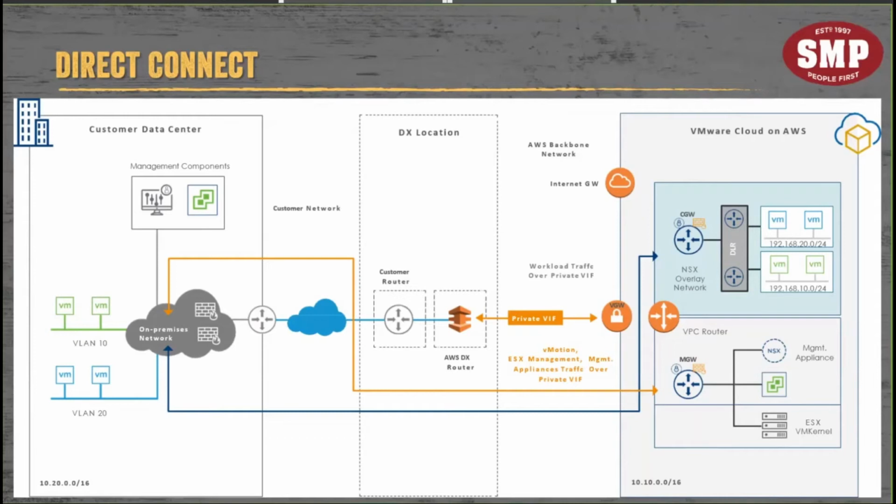But as you can see inside the VMC on AWS stack, you still have your distributed logical router sitting there, with your NSX overlay.